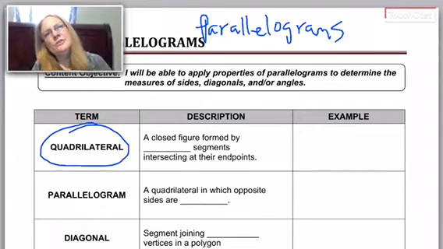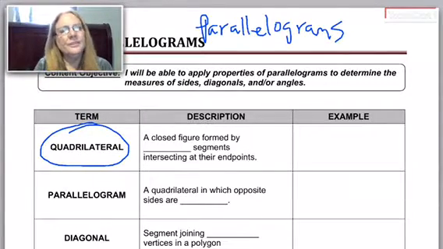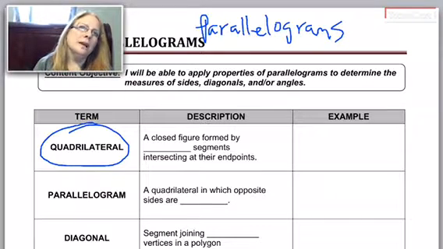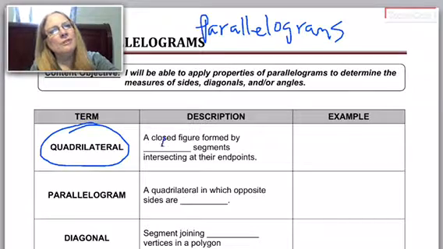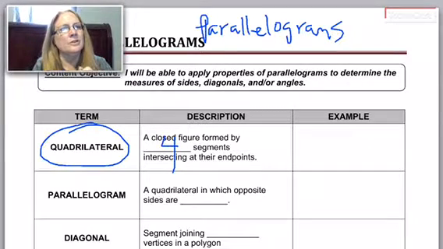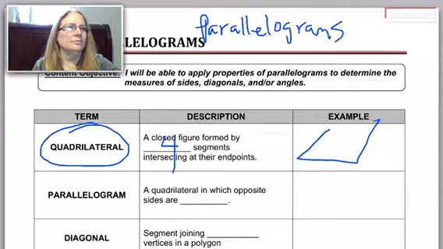So the first term we're going to introduce is quadrilateral. Y'all probably know this term, but that is a very general term. It refers to a closed figure formed by four segments intersecting at their endpoints. So we know a lot of special ones, and that's what we're going to talk about. But in general, it just means a four-sided polygon. Pretend that's not a curve there.